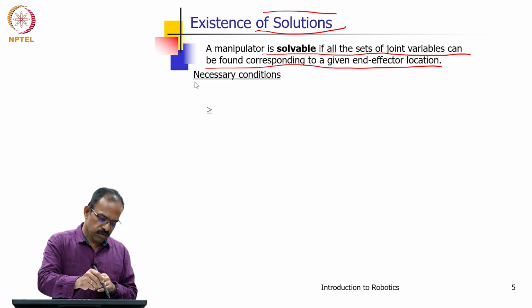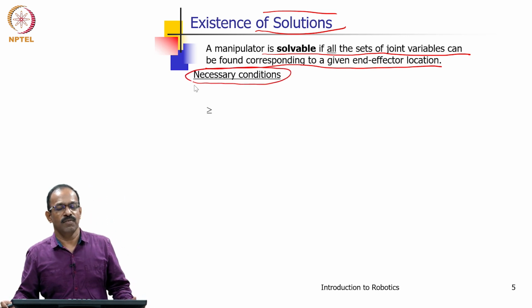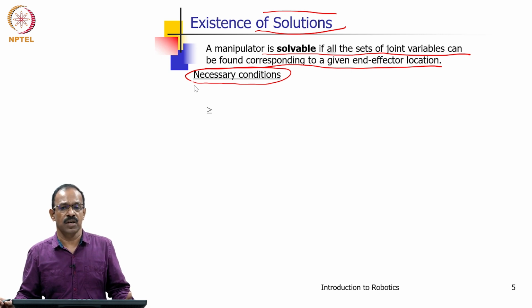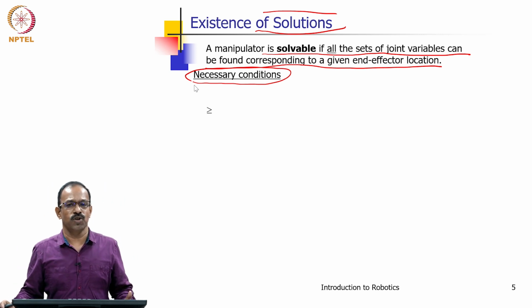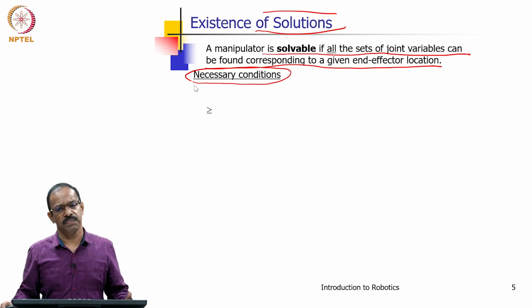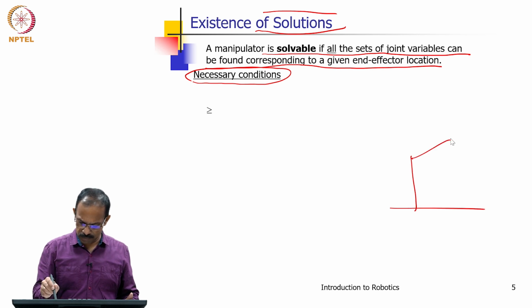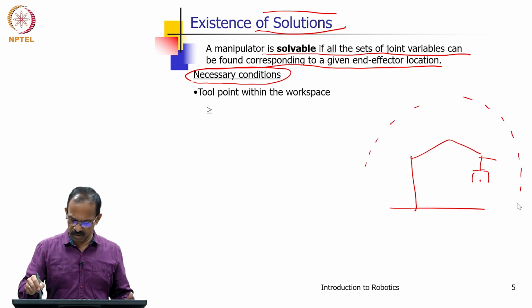Now, there are a few conditions under which we can say this is possible. Not all positions are solvable, and there are some positions which cannot be solved. First we look at the necessary condition to have a solution. That is, if you want to have a solution, what is the minimum condition to be satisfied? The first point is that suppose you have a robot like this. Suppose this is the robot and I will say its workspace is something like this.